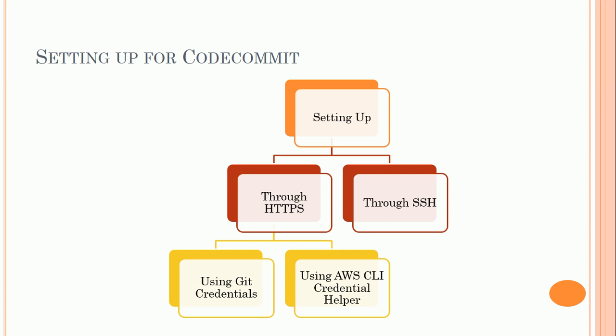But when we are using Git credentials, we need to authenticate the user every time we interact with the AWS CodeCommit repository. Whereas with the AWS CLI credential helper, it will authenticate the user automatically once it is set up properly. So in this course, we are going to use the AWS CLI credential helper and we will see how we connect to the AWS CodeCommit repository through it.